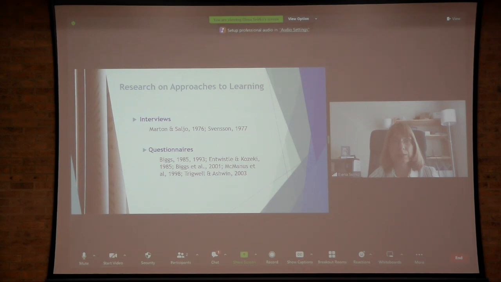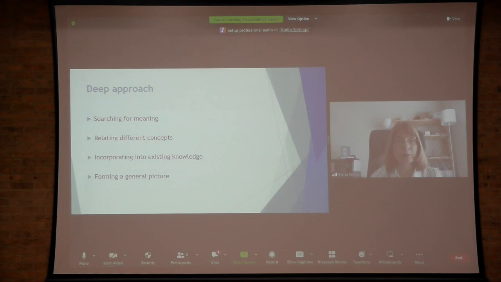In the 70s, Marton and Säljö investigated how students learn by interviewing them and seeing how they interact with an academic text. They put forward the concept of approach to learning, which was later expanded by people trying to formulate scales in order to quantify approach to learning. There is general consensus that there are two contrasting approaches, deep and surface. The deep approach involves searching for meaning, relating different concepts, incorporating new information into existing knowledge, and trying to form a general picture of the field you are studying.